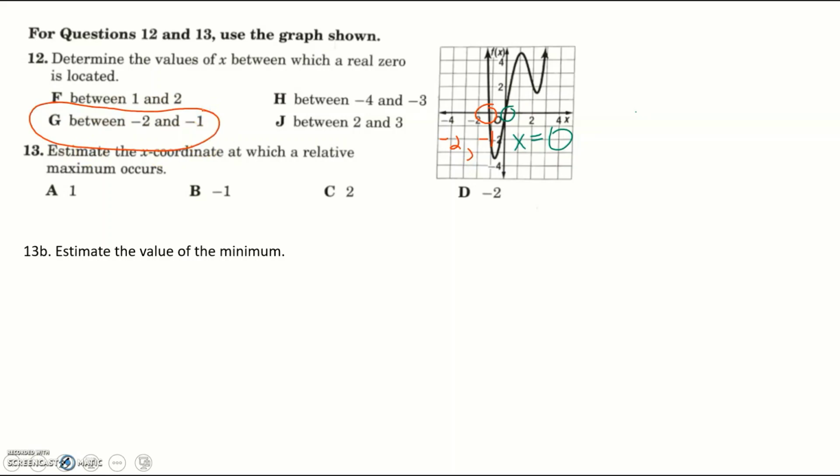Right, with Desmos, you can approximate that zero a lot more closely, a lot more reliably than that. You can actually click on the zero on your Desmos graph to get a decimal up to like 3 decimal places, I think.